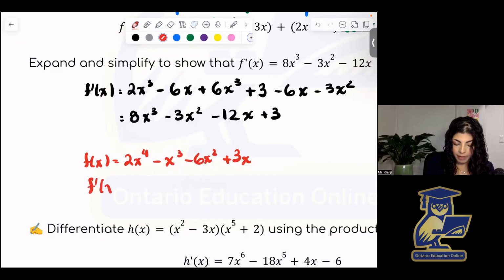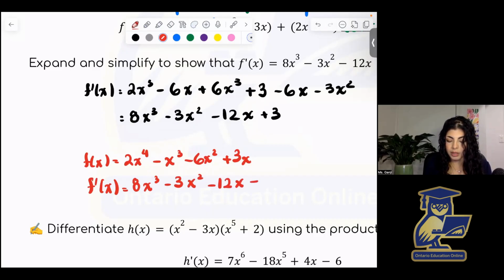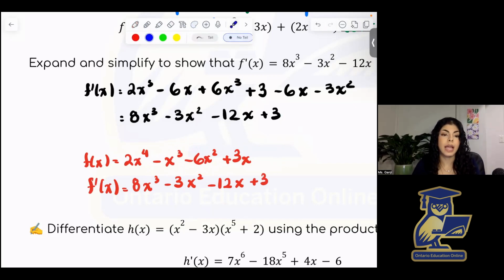So f prime of x. Here, by the power rule, we get 8x to the power of 3. In the next one, we get negative 3x squared, negative 12x plus 3. And you can see that these two are the same thing. So regardless of which way you try, the derivative is the same.